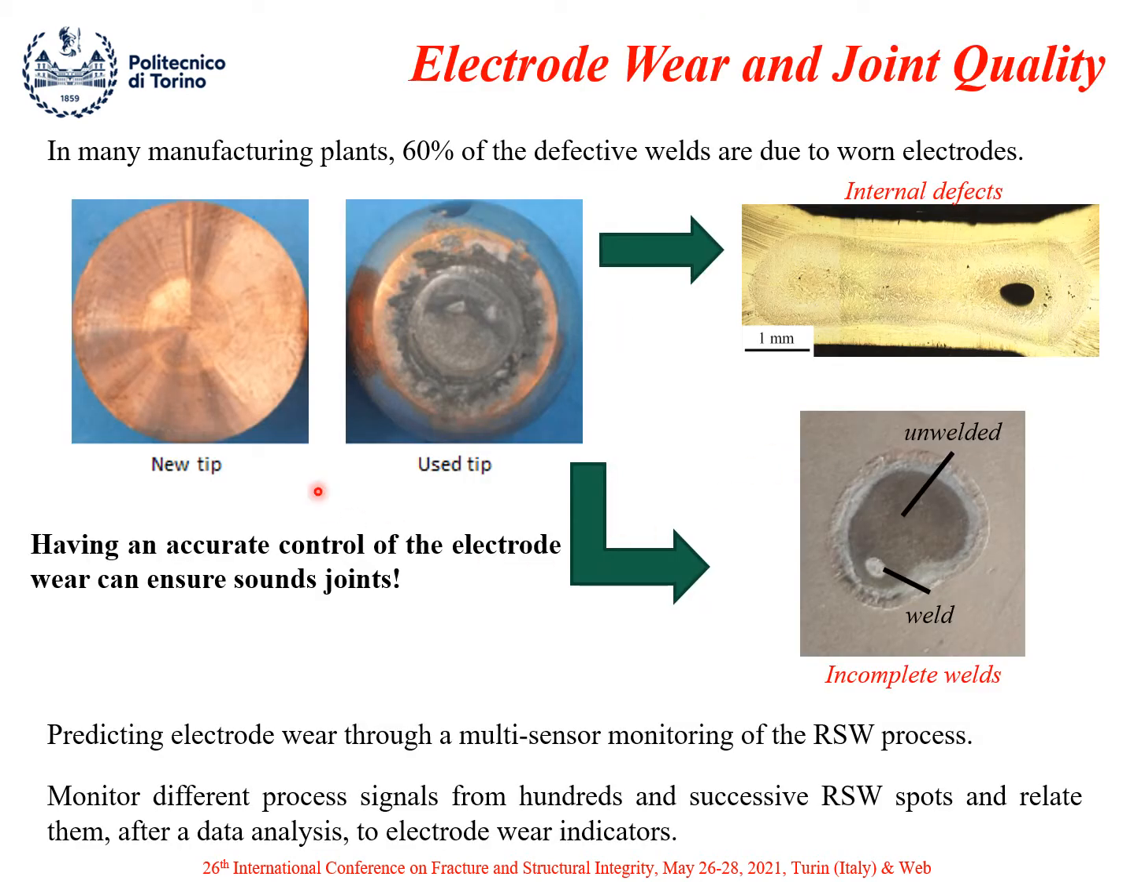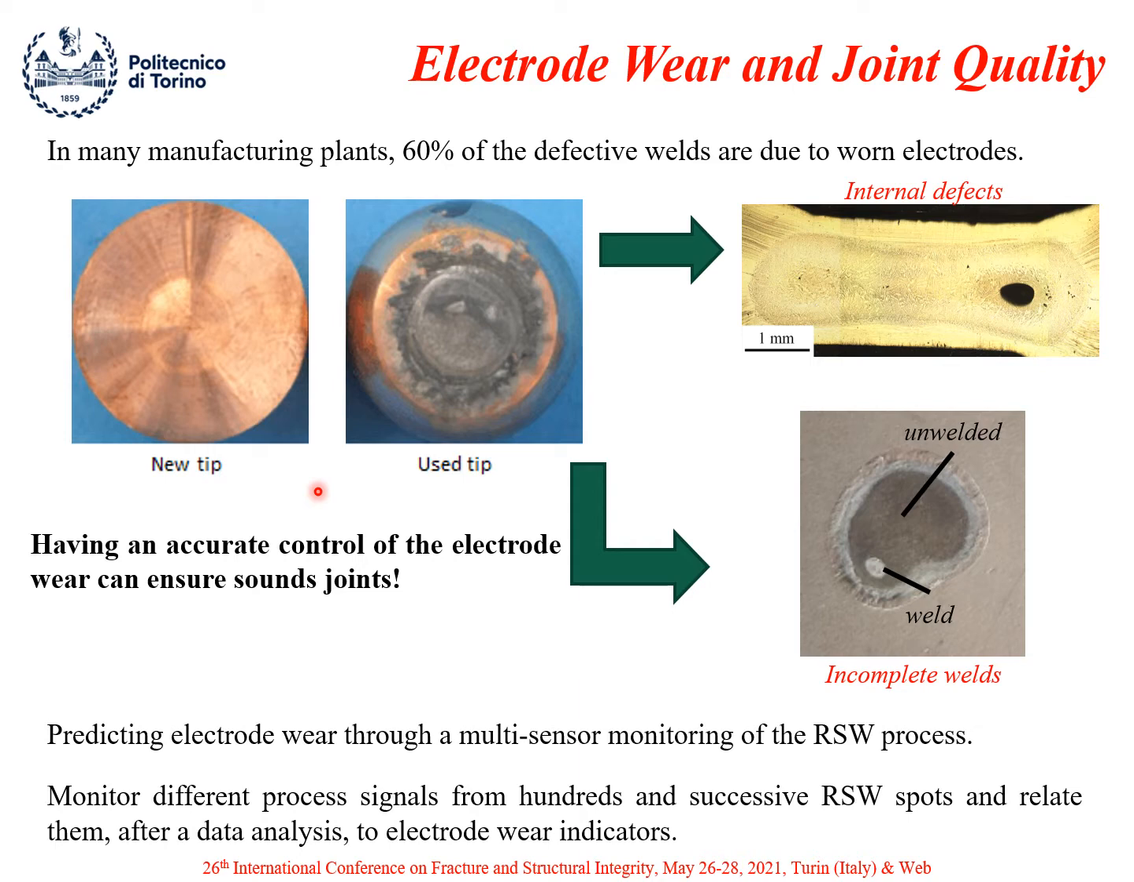In many manufacturing plants, 60% of the defective welds are due to worn electrodes. Typically, a modern car body contains from 4,000 to 7,000 spot welds. And so having an accurate control of the electrode wear can ensure the required quality level of a spot weld, and thus it would allow reducing the number of weld spots needed to assemble a car body.